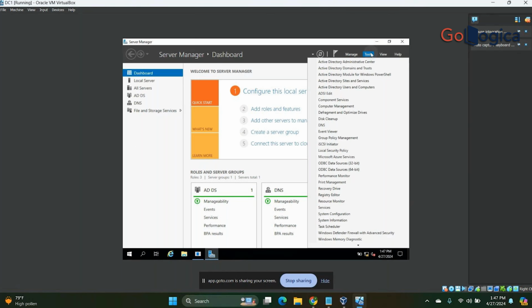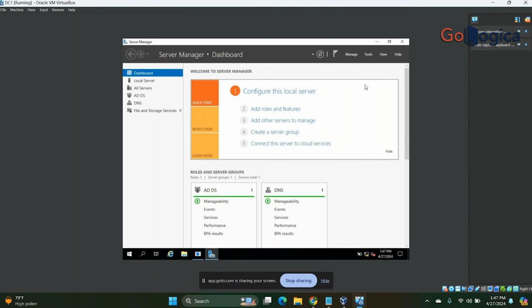Okay, now, where should I go? Go to the same area, Active Directory Users and Computers. Move slowly. You can use your mouse. You can move it very slowly.